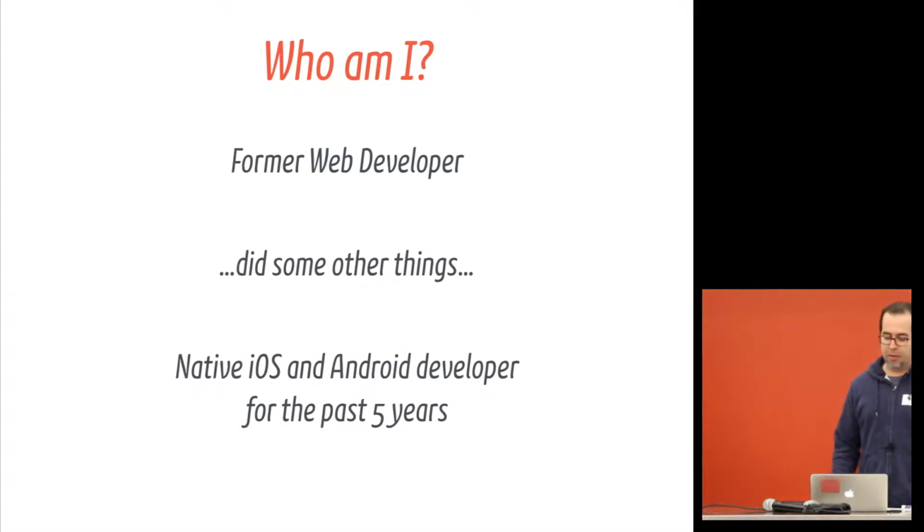So first, a little bit more about me. I am a former web developer, kind of a lifetime ago. After that, I spent a number of years doing a bunch of other things that we'll not talk about. For the past 5 years, I've been a native iOS and Android developer. So I've been using Objective-C and Swift now to make iOS apps, Java to write Android apps.